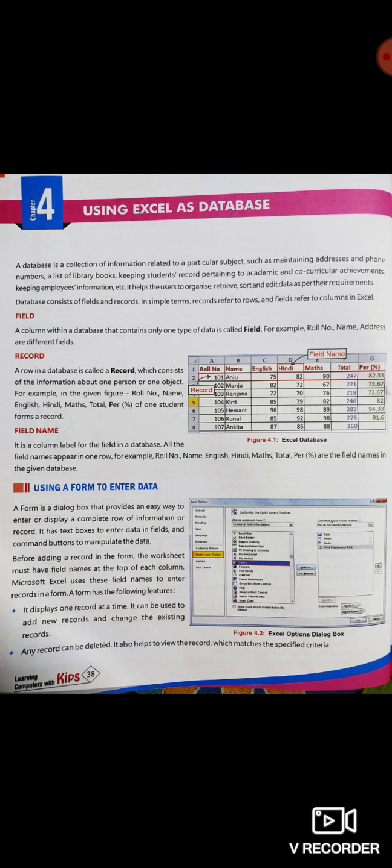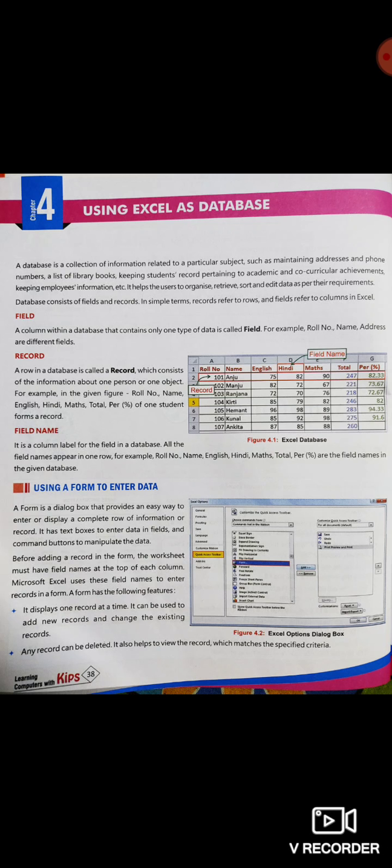So next thing is, what does the database consist of? A database basically consists of fields and records. Okay, so what is a field? A column within a database that contains only one type of data is called a field. So the header name that contains all the field types is known as the field. Suppose you can see in the picture, figure number 4.1, this is how our Excel database looks like. Here roll number, name, English, Hindi, maths, all those are the field names.